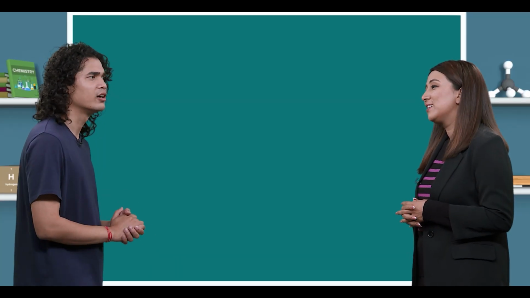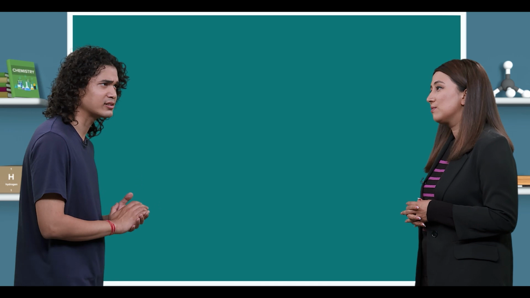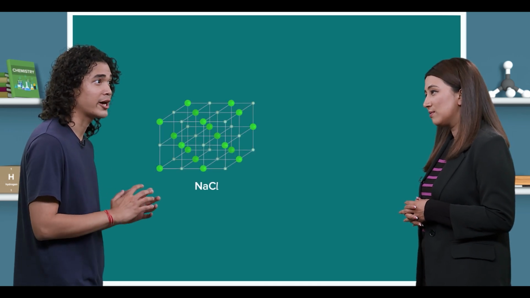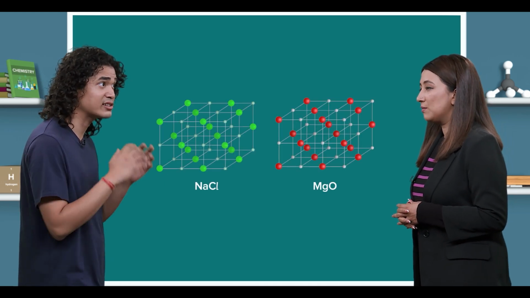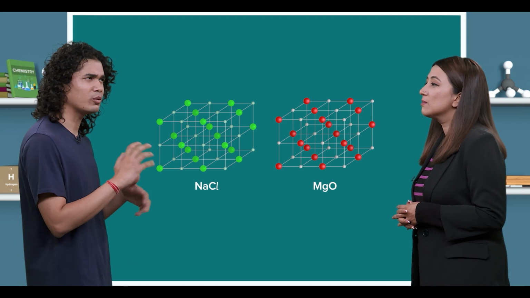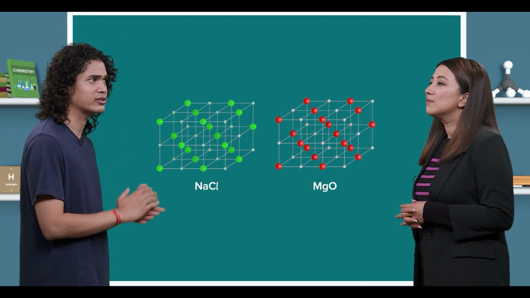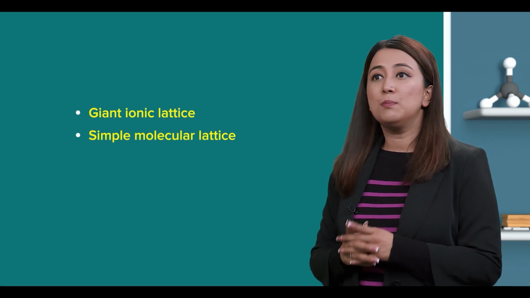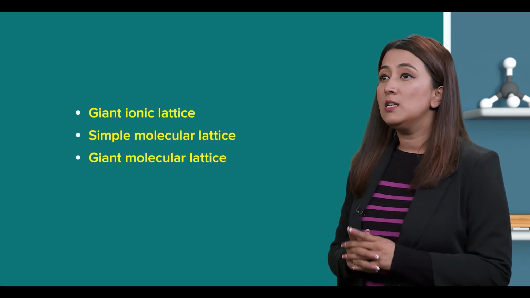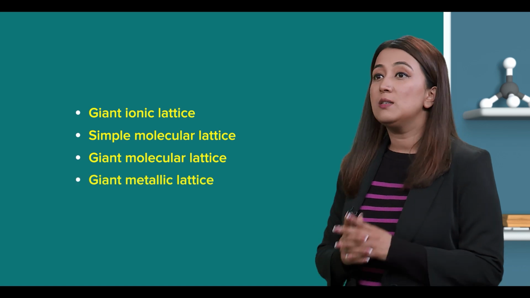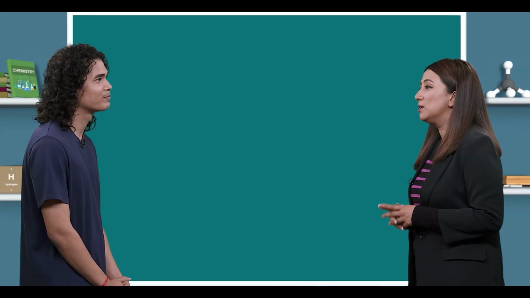Exactly. So, teacher, in earlier lessons, we've learned that sodium chloride and magnesium oxide exist as a giant ionic lattice. What sort of other lattices are we going to discuss today? Well, the AS and A-level exams will test your knowledge of the giant ionic lattice, simple molecular lattice, giant molecular lattice, and giant metallic lattice. Ooh, that's a lot of structures we need to know. Let's begin. Sure. Let's start with ionic crystals.